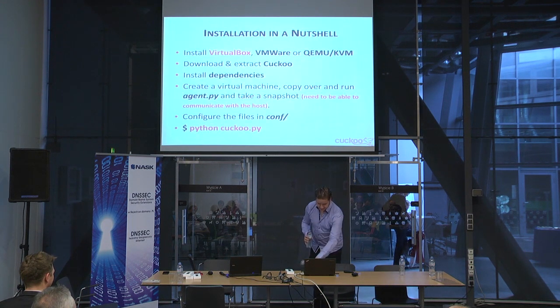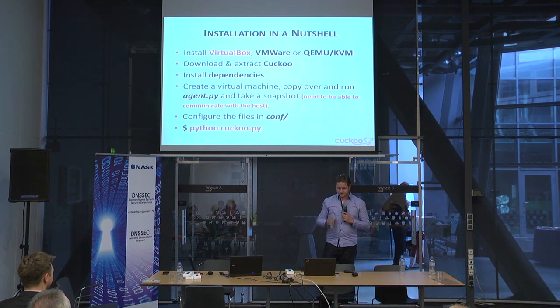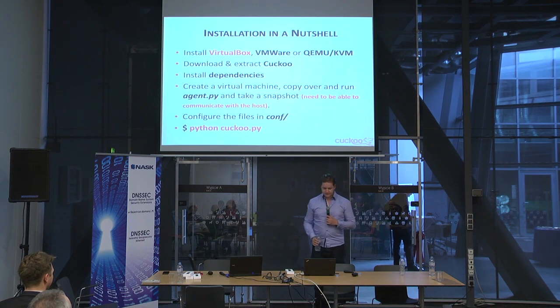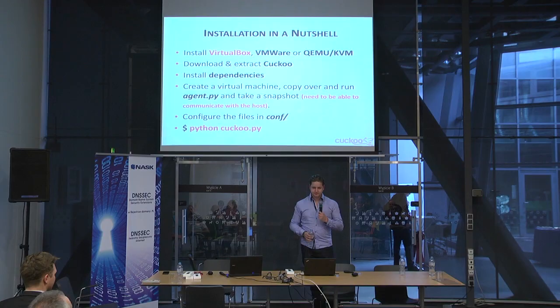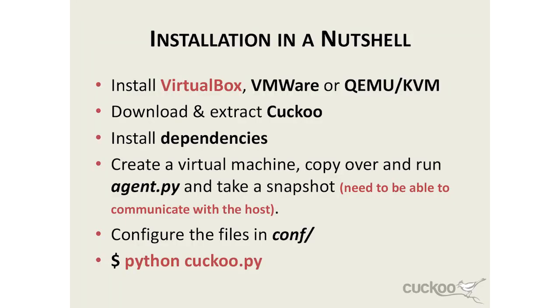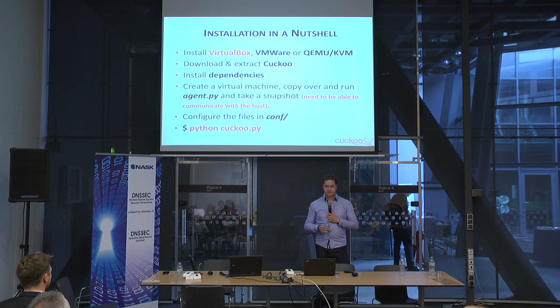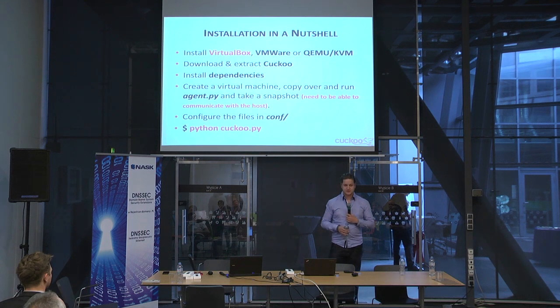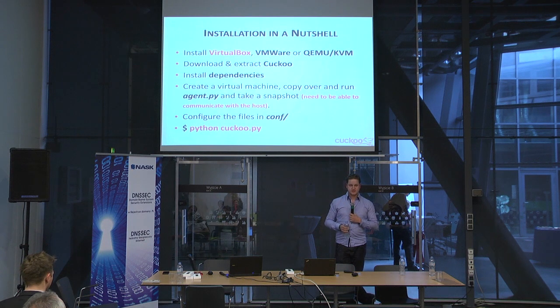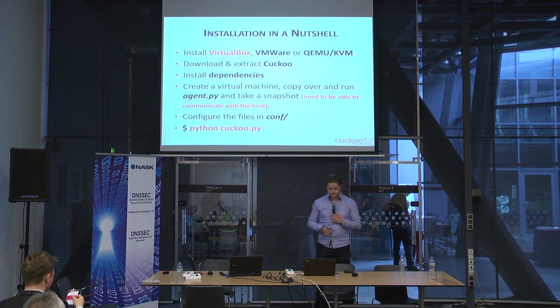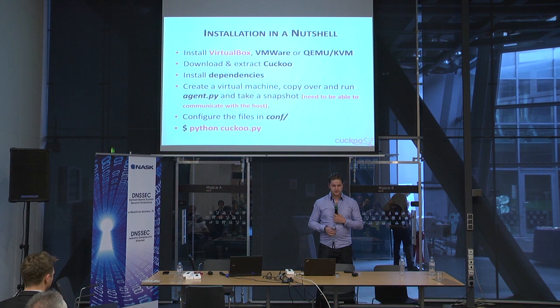So, installation in a nutshell: VirtualBox, download Cuckoo, just a zip file. Install some dependencies. So, to do the web interface, you need web interface stuff in Python, all the things. And then finally, most important is configuration. There's a couple of configuration files. You have to, for example, add each virtual machine that you want to use in the configuration, and then you're in Python.